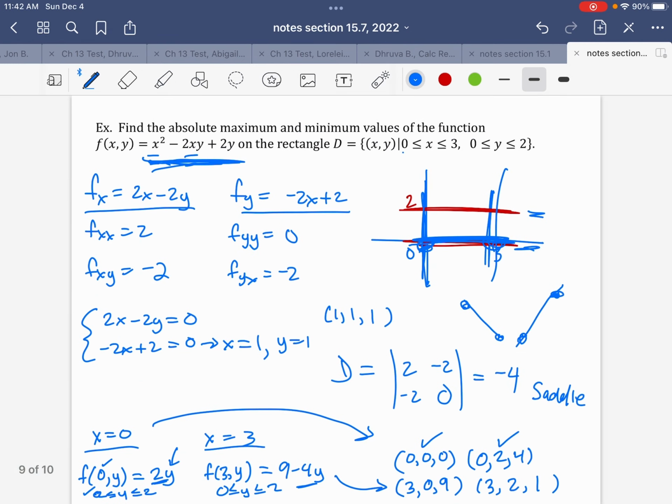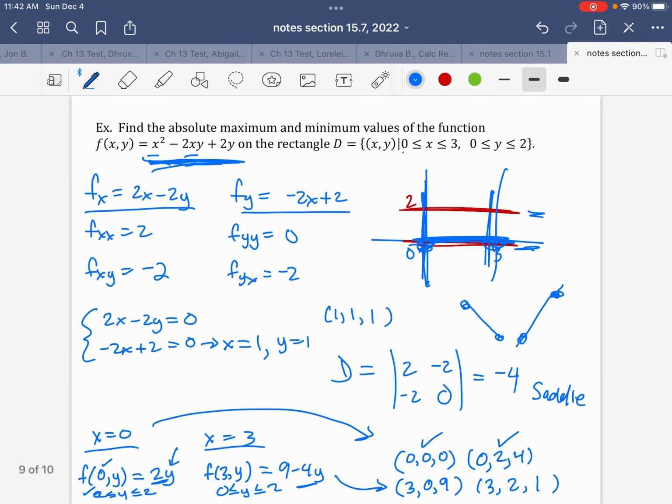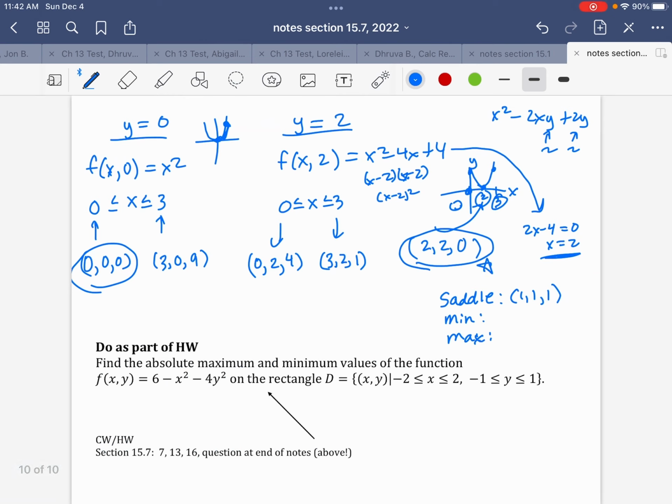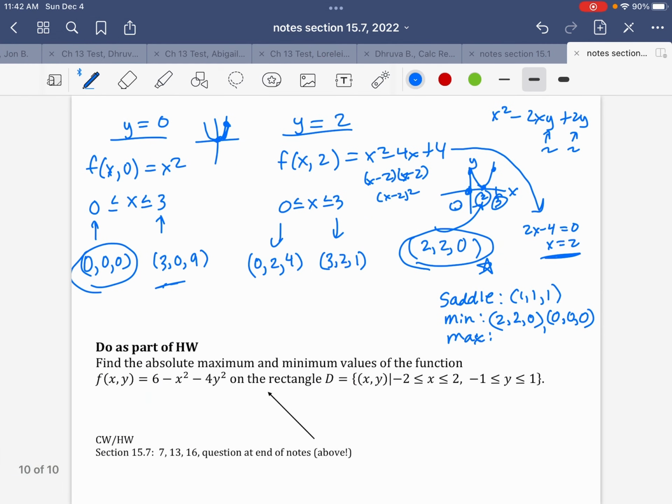We knew we had a saddle earlier at (1, 1, 1). And let's see, my lowest points that I was getting. Look, here was one of them, (2, 2, 0), and I guess (0, 0, 0). 0 was the lowest I was getting, right? Yes. So actually this point was important. A lot of times it doesn't help a lot, but then you're kind of mad you did all this work. And then the maximum, I think this 9 was probably the biggest. Let me see. Yep, (3, 0, 9).